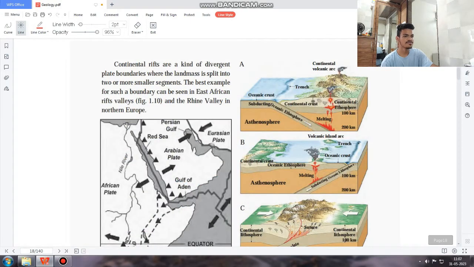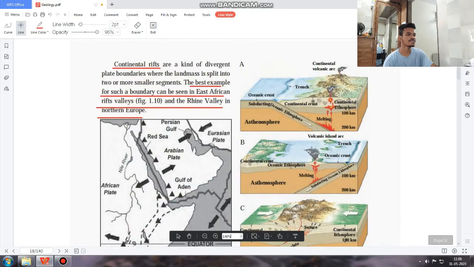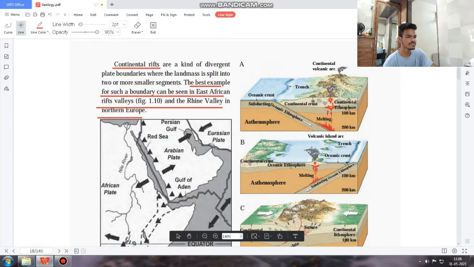And the example is given behind it. The example is continental rifts. The best examples are the East African Rift Valley and the Rhine Valley of North Europe. This can be asked as a 1 mark question, or they can ask you to distinguish between divergent and convergent as a 2 mark question. So you can give a small explanation, and along with that you can give an example.